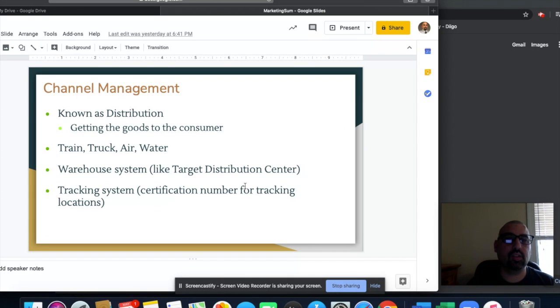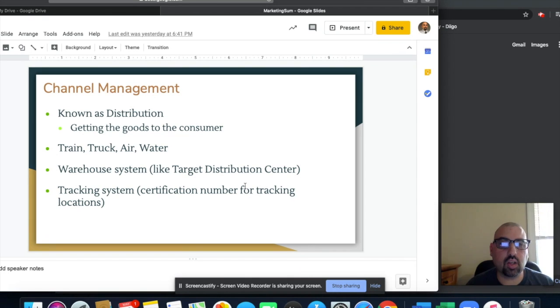Channel management, this is just distribution. It's getting the goods to the customer or to the consumer. It's getting these goods into their hands. How do we do that? Does it get sent by truck, train, air, by airplane, by water, by boats? How exactly are we going to get it in their hands? Warehouse system like Target, distribution and tracking system, certification number for tracking location. So there's going to be different ways that we go about this with the business. They've got to get their product to the wholesaler or to the retailer, and then get it into the consumer's hands.